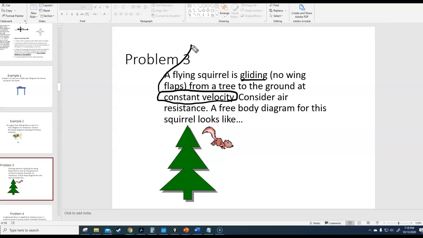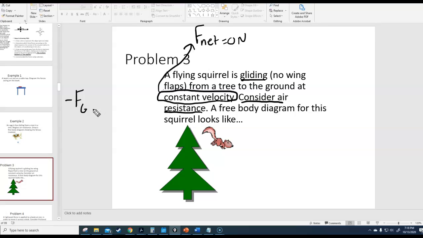So the fact that they tell us it's gliding at constant velocity is a context clue telling us that the net force is 0. Okay, just something to keep in mind. Consider air resistance. If they say consider air resistance, that means, hey, there's air resistance. Alright, so I'm labeling out my forces. I always start with gravity. The flying squirrel's not in space, so I know I have force of gravity going down.